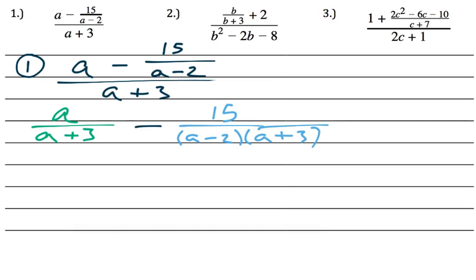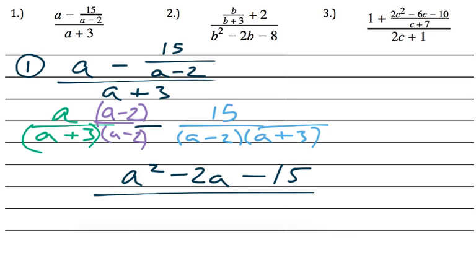Now I have that whole common denominator issue, so I need to multiply the left fraction over a minus 2. Sneak some parentheses around a plus 3 to make sure that doesn't get tripped up. Now we have the same denominator, and I'm not going to multi-step that subtraction, but I will distribute in the same step. Okay, so we have a squared minus 2a minus 15 over a minus 2, a plus 3.